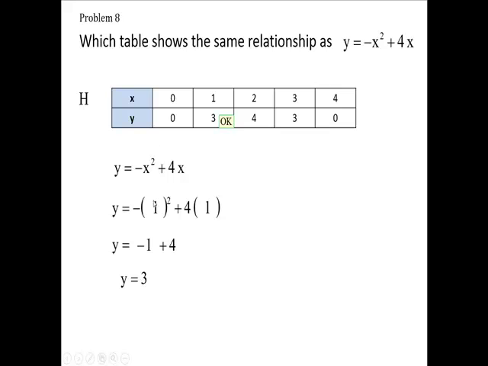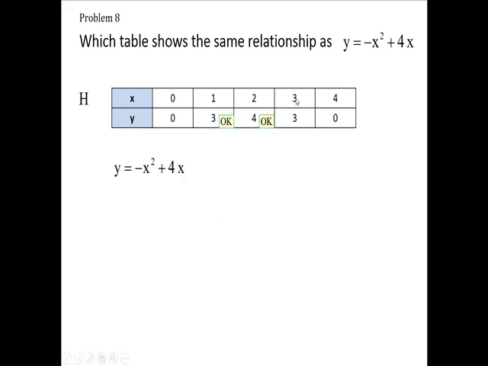Plug in 2 in here. Let's go back and plug a 2 in here for the value of x. What's 2 squared? 4. The opposite of 4, this is the way we write that, plus what? What's 4 times 2? So we're getting 8 minus 4 is 4. This is okay. We plugged in a 2, we end up with a 4.